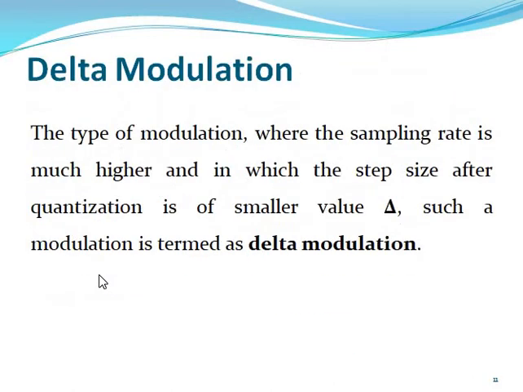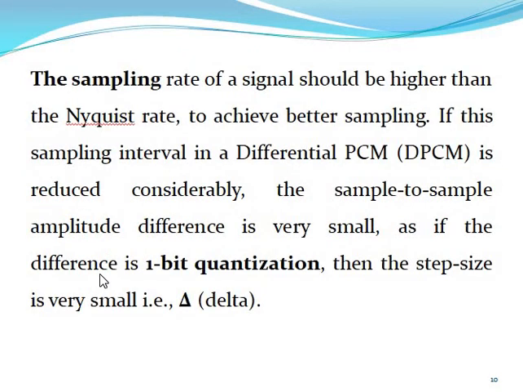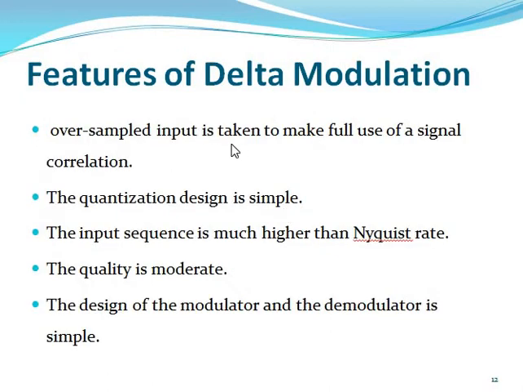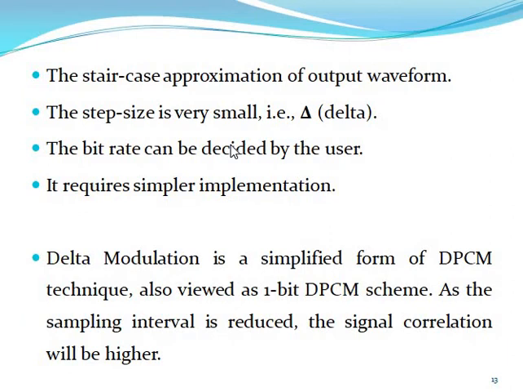And what is delta modulation? The sampling rate of the signal is higher than the Nyquist rate. So how can you achieve the sampling? The Nyquist rate is higher, so you can achieve the sampling. So what is delta modulation? Where the sampling rate is higher, the step size after quantization is smaller, called delta. So this is delta modulation, and this is one feature of delta modulation.